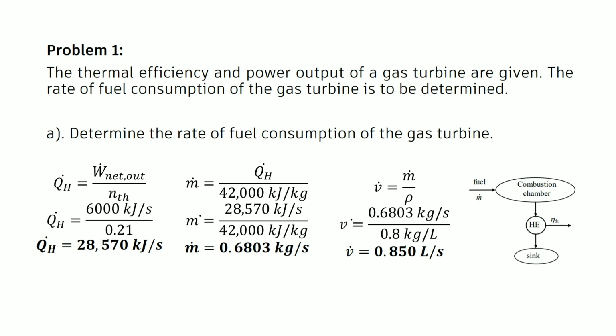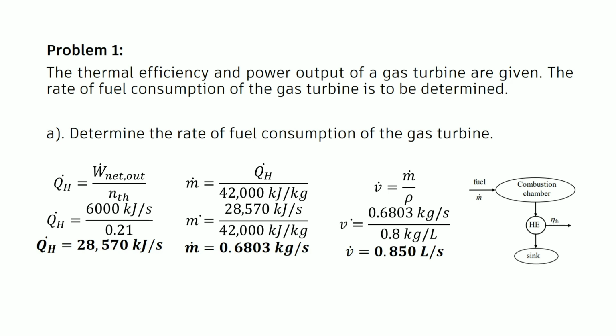28,570 kilojoules per second. This is the amount of heat energy that is needed in order for us to produce 6,000 kilowatts of power output. To supply energy at this rate, the engine must burn fuel at the rate of 0.6803 kilograms per second. This is our mass flow rate, or the amount of fuel needed to be burned in order for us to produce this input energy.